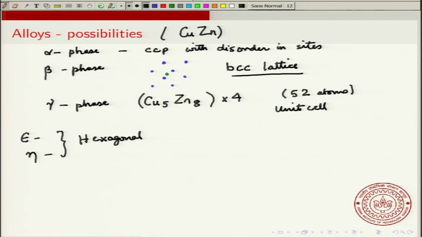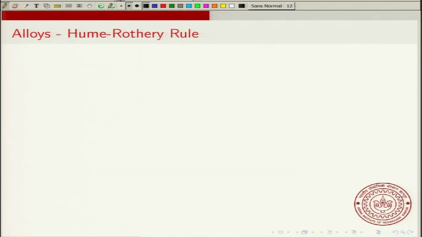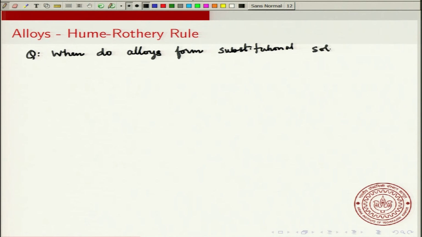Okay. Now, I will just conclude this discussion with a rule which is very popular in alloys. It is called the Hume-Rothery rule, and the question is when do alloys form a good substitutional solid solution. Okay, solid solution is another word for alloy.